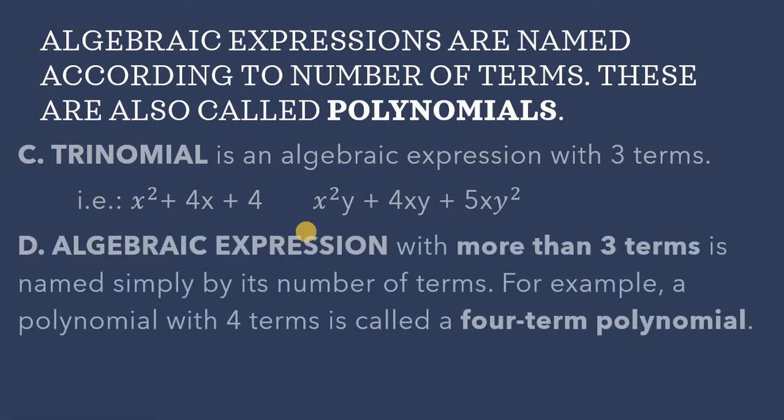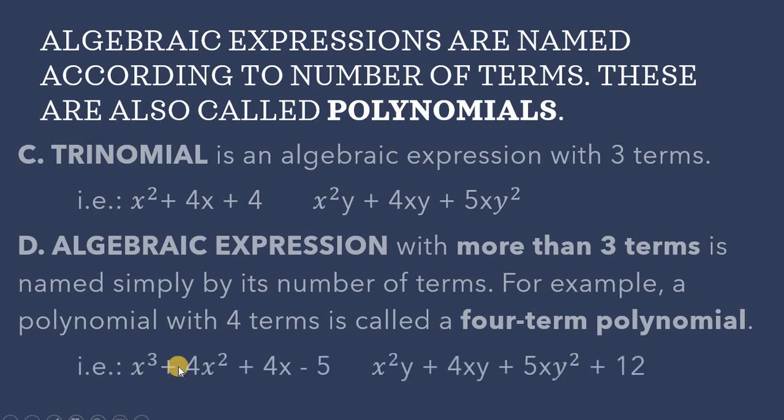How about the algebraic expression with more than 3 terms? Okay? How are we going to name them? So, they are named simply by its number of terms. For example, a polynomial with 4 terms is called a 4-term polynomial. Okay? Kapag more than 3 na, kung ilan yung number ng terms, and then plus the word term, tapos polynomial. For example, 4-term polynomial.